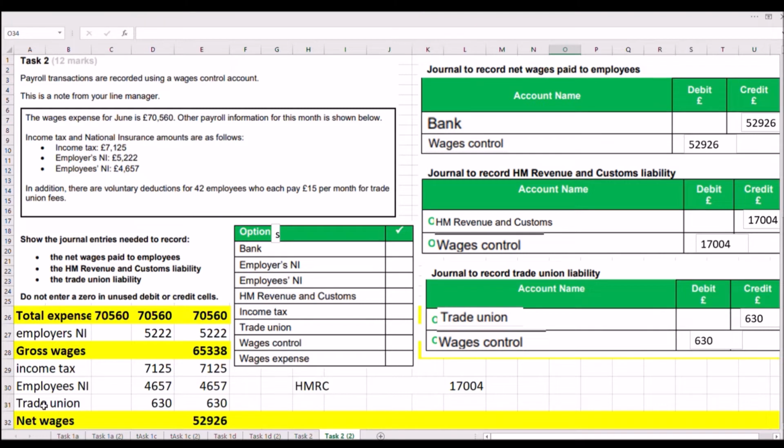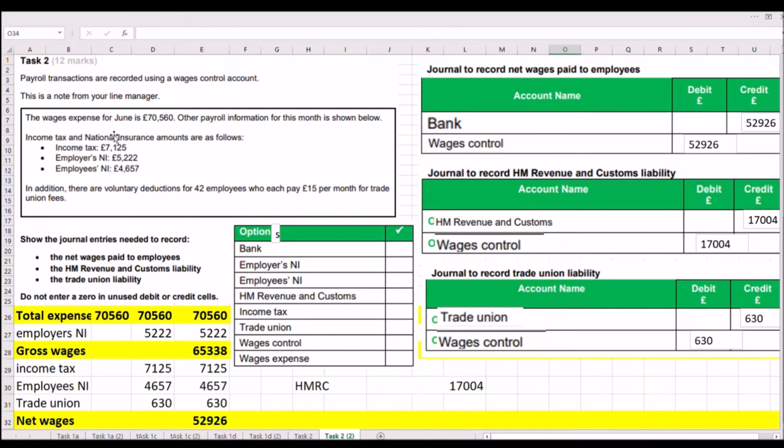So step one is to create a table here. In this table, you're going to put total expenses, first of all, a little bit further down, gross wages, and then net wages in here. So you're going to create these three lines. That's the first part of creating this table. You'll be given one of the total expenses, the gross wages, or the net wages. You'll only be given one of those.